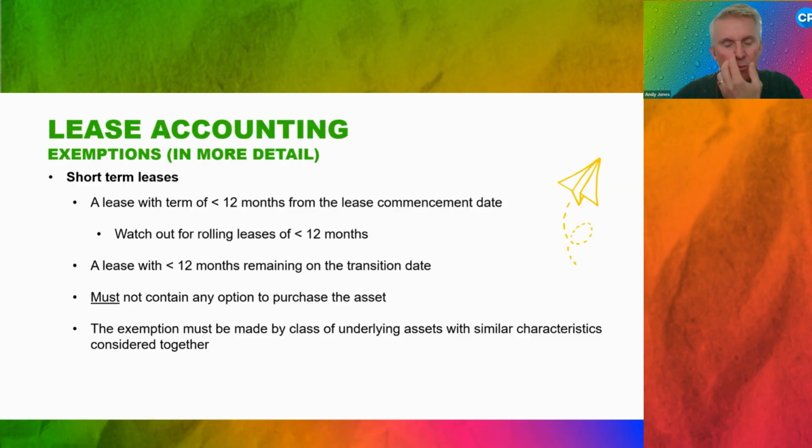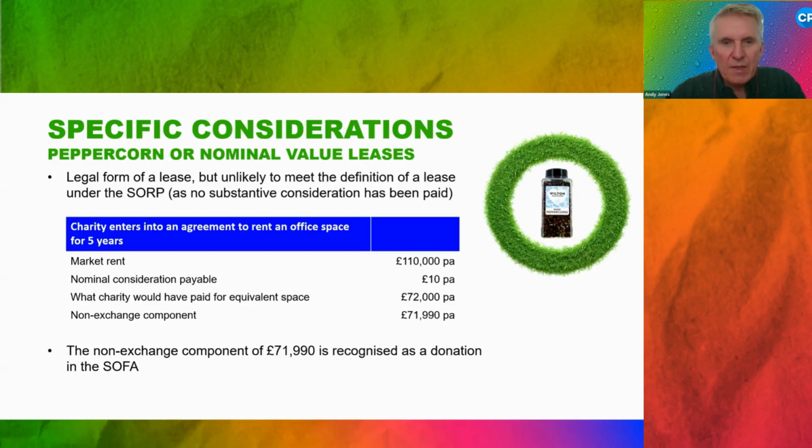So that was just a summary of the exemptions available. With leases, there's a couple of specific considerations I just wanted to talk through, particularly because we see these in the charity not-for-profit sector a lot. So the first is whether you've got a peppercorn or a nominal value lease. That's essentially where you're paying a very low, if any, consideration for the lease. So there's no substantive consideration being paid for the lease.